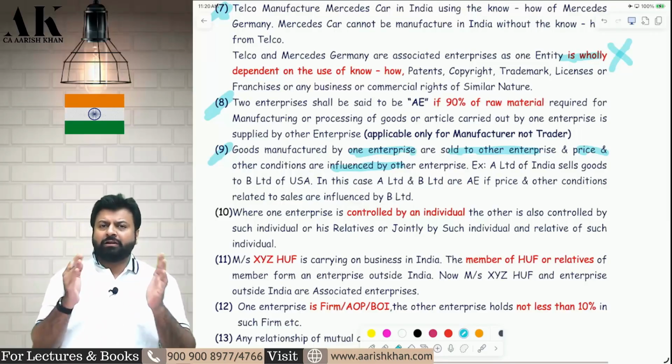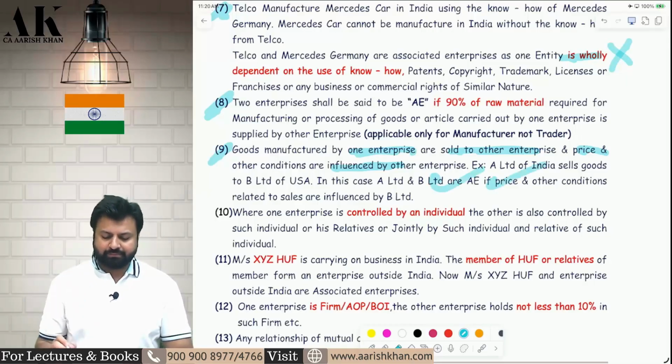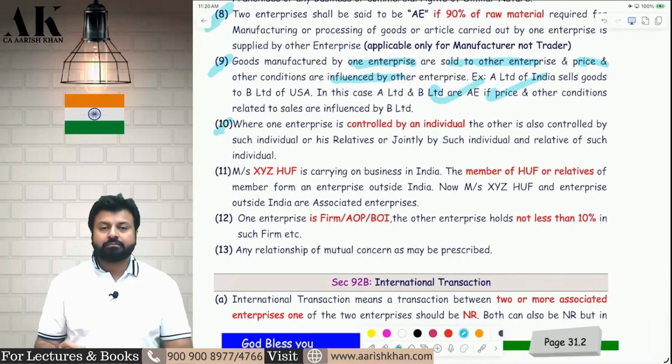So how will we come to know? That will be mentioned in the agreement, that it is influenced by the buyer. Therefore, I and you will become associate enterprise. Check it please. Point number 10.